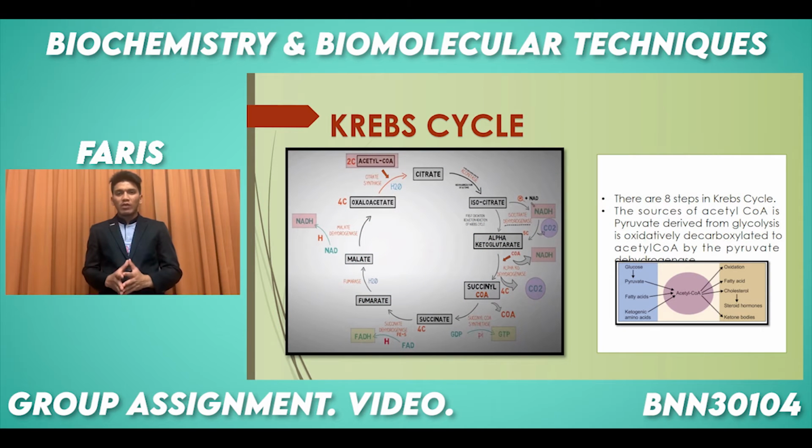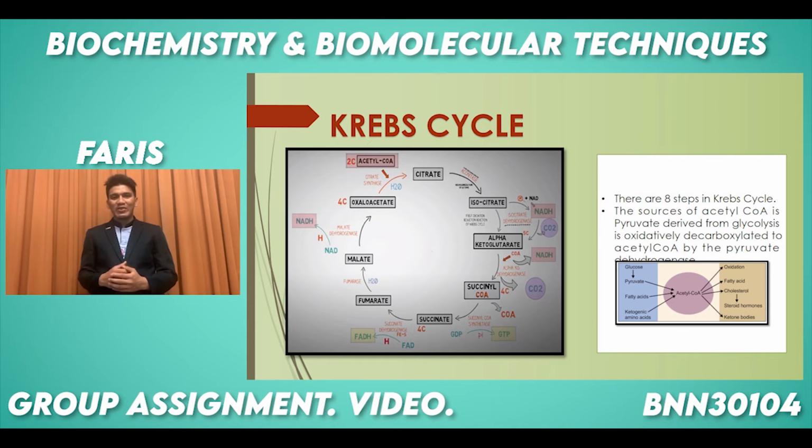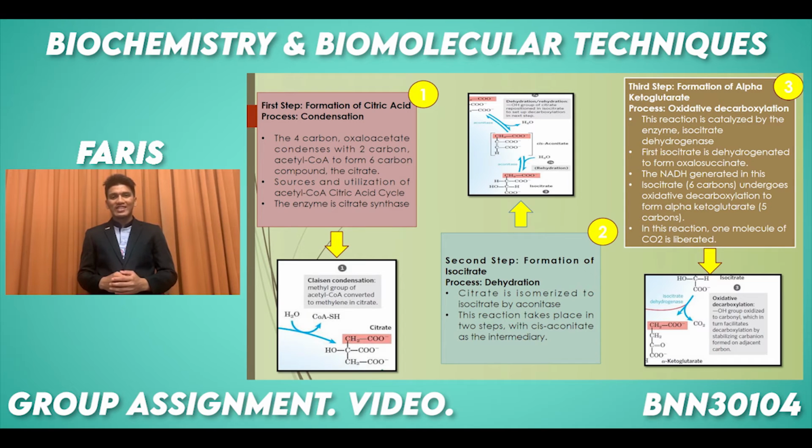Pyruvate derived from glycolysis is oxidatively decarboxylated to acetyl-CoA by pyruvate dehydrogenase in order to enter the Krebs cycle. Now, I will explain about the Krebs cycle. There are 8 steps in Krebs cycle. Firstly is the formation of citric acid.